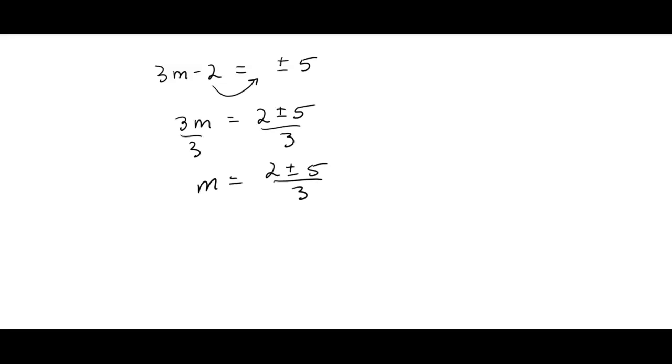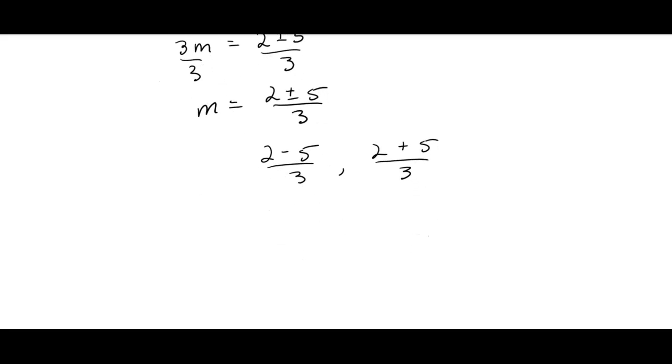Well, I'm going to have these be separate. I'm going to have 2 minus 5 over 3, and I'm going to have 2 plus 5 over 3. But the thing is, I can combine those. So 2 minus 5, the first one's going to be negative 3 over 3, which is negative 1. So I'm doing a little bit of the math here. And then 2 plus 5 is 7 over 3. And that's not going to simplify, so I'll just have 7 over 3. But those would be the two solutions then.